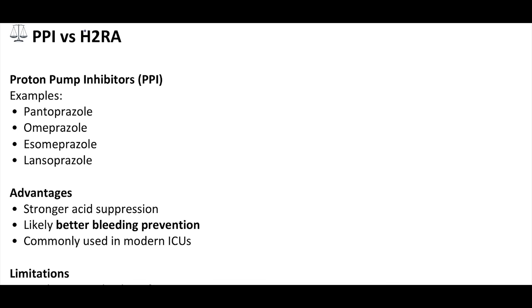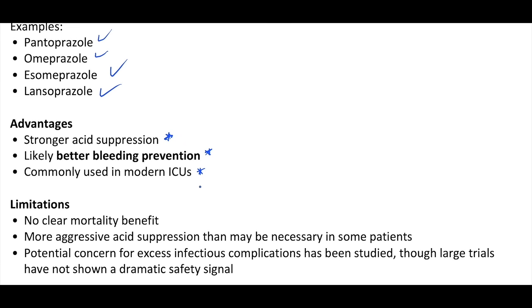Well, proton pump inhibitors, as we talked about, some examples here: pantoprazole, omeprazole, esomeprazole, lansoprazole. The advantages of these are stronger gastric acid suppression, likely better bleeding prevention, and they're commonly used, right? But there are some limitations. When you compare them to H2 receptor antagonists, there is no clear mortality benefit between the two. So you can't say that one is better than the other from a mortality standpoint.